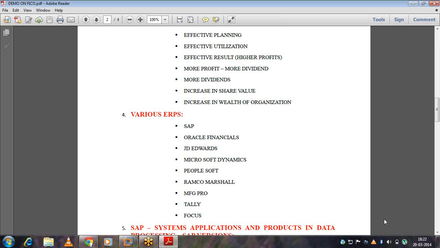Why has SAP taken the number one position? What made SAP become the number one ERP when a number of ERPs are available in the market? The very reason behind that is SAP as an ERP is an open technology basically. When I say open technology, SAP can be used by any kind of business organization.